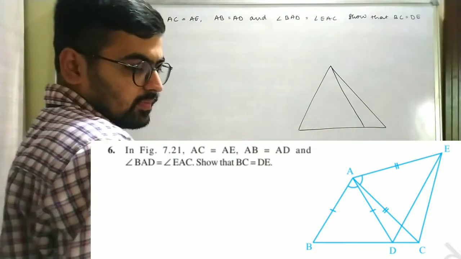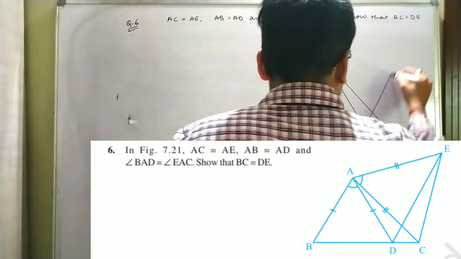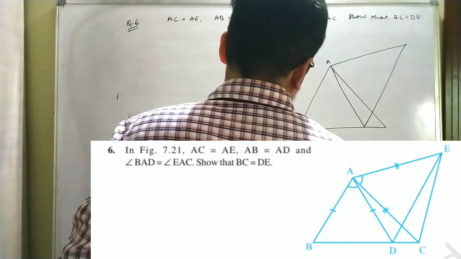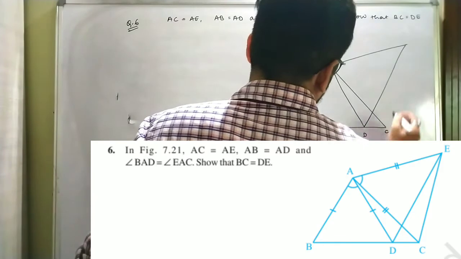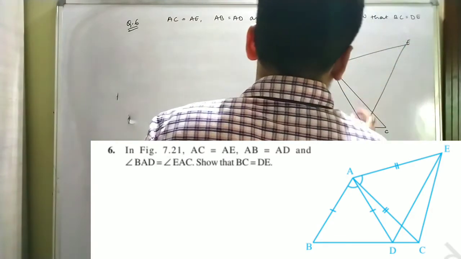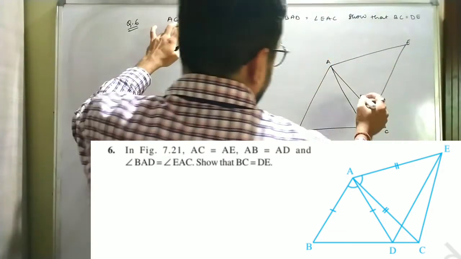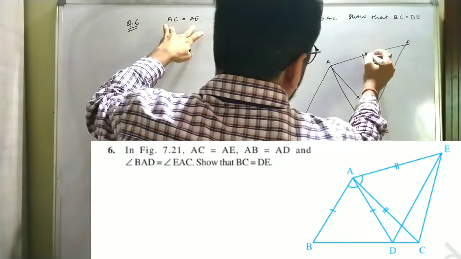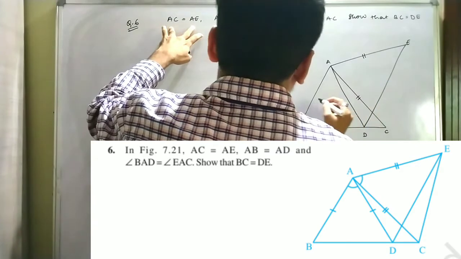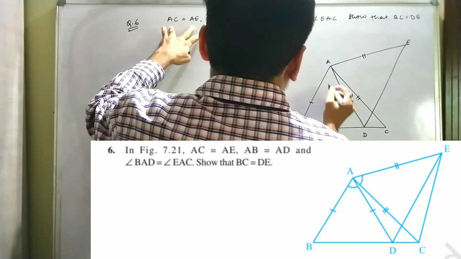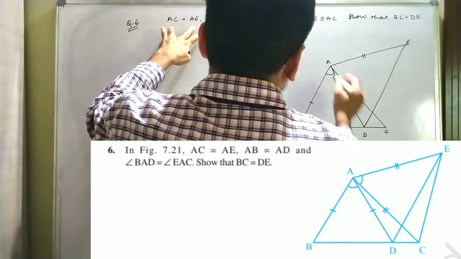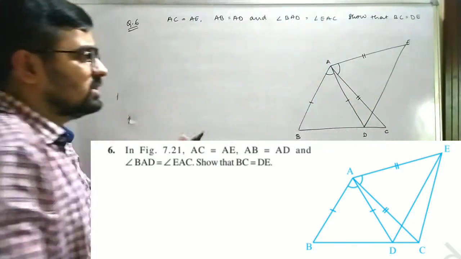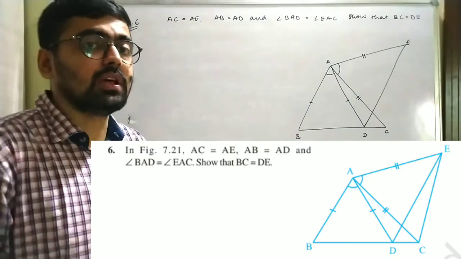Something like this, correct? Then from here like this, and this way. So let me say A, B, D, C and E. The figure question already says that AC and AE are equal, so they are marked with the two signs over here. And AB and AD are equal, and angle BAD equals angle EAC. Correct. These are the things which we already have in the question.